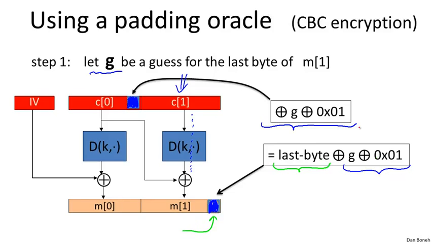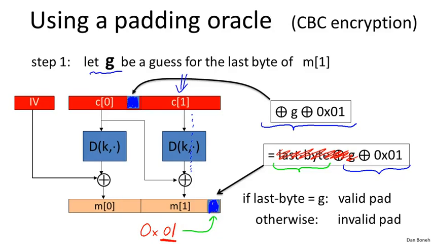So now you see where I'm going with this. If the guess G for the last byte of M1 is correct, then these two will cancel one another. Last byte XOR G is just 0, and what we'll get as the last byte of the plaintext is just 0x01. I should mention, by the way, 0x01 just means hex notation for 01. So literally, this is just a one-byte representation of the number 1. Good. So again, what this means is if our guess for the last byte of M1 is correct, then we get a pad that's well-formed. It's just the number 1.